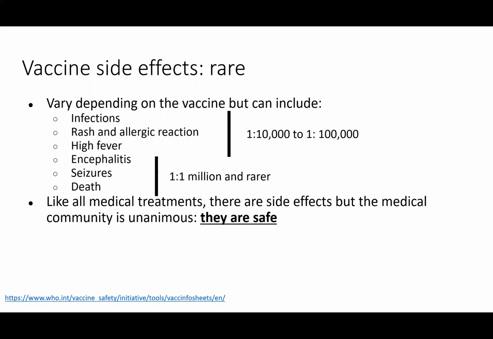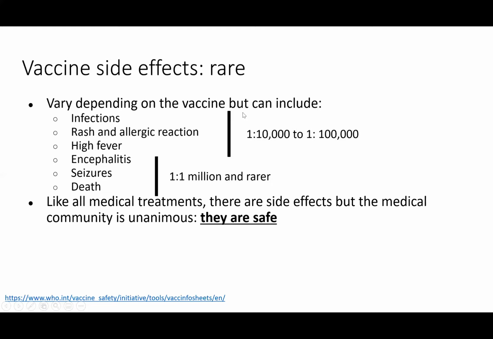There are much more rare side effects, and they vary depending on the vaccine pretty dramatically. And so this research from the World Health Organization down at the bottom here is a great resource to understand what some of the side effects and issues associated with some of the vaccines are. And so these include infections, so getting potentially a contaminated vaccine or getting a local site infection, a rash or an allergic reaction to some component of the vaccine, or a high fever. Those are about 1 in 10,000 to 1 in 100,000, so still pretty rare.